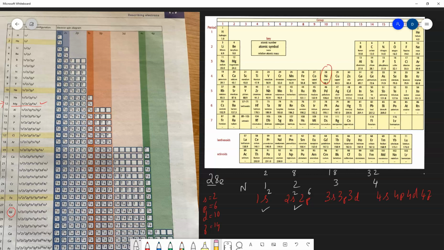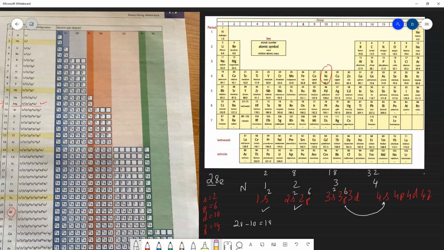Third shell. How many were given altogether? 2 and 8 here. So out of 28, 10 is gone now. You got 18 more. The 3s will take 2, 3p will take 6. Now keep in mind 4s is the one that fills next. After this you have to fill 4s. You know the 4s orbital is closer to the nucleus than the 3d orbital. Use this type of sentence: 4s is closer to the nucleus than 3d. So it is the one that's going to fill first.